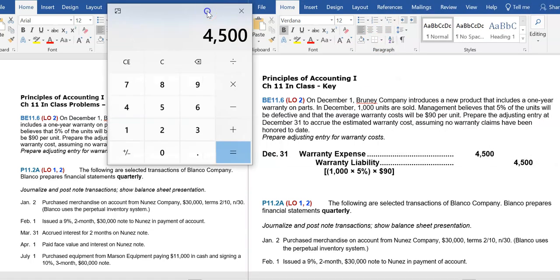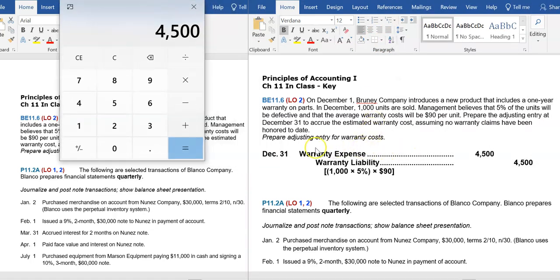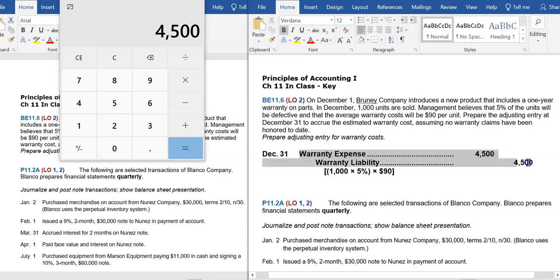That means we need to record an expense of $4,500 to record the expense incurred in order to help earn those revenues, along with a liability, $4,500, and we credit the liability to increase it.